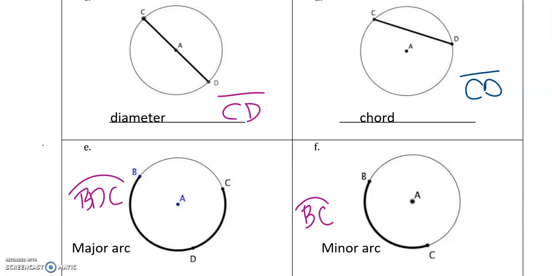Some minor arcs could be labeled with 3 letters, but unless they give you 3, you will never have a major arc. And then if they give you 3 letters, you have to look and figure out, are they telling me to look at the major or the minor arc?